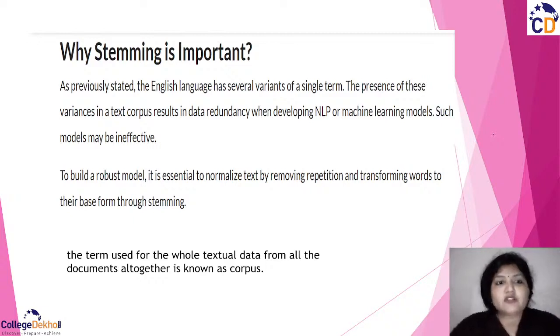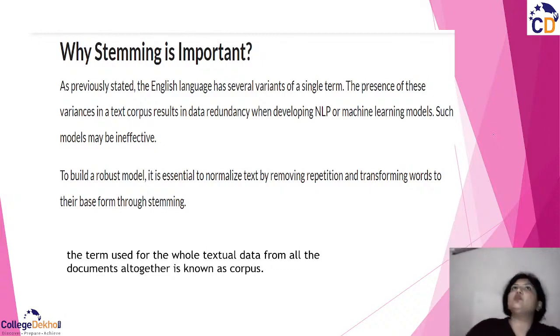So such models may be ineffective. You have to make a system that is robust. To build a robust model, it is essential to normalize the text by removing the repetitions and transforming the words to their base form through stemming. So this is the use, this is the importance, this is the need of stemming.